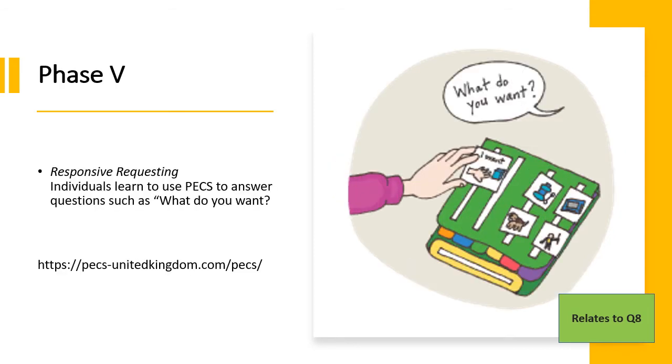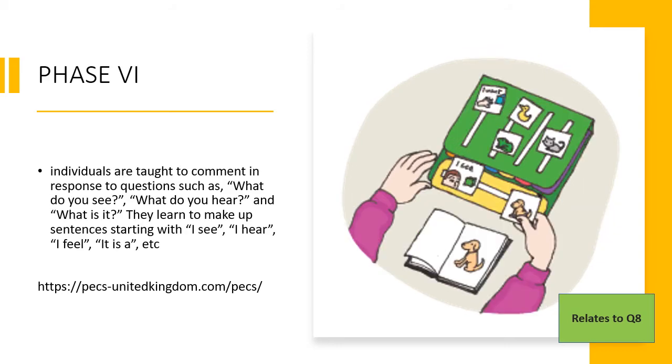Phase 5, responsive requesting. So individuals learn to use PECS to answer questions such as what do you want? Rather than them asking, you're asking, the person would be asked what do you want? And they will use the pictures to show you. And finally, phase 6, so individuals are taught to comment in response to questions such as what do you see, what do you hear, and what is it? They learn to make up sentences starting with I see, I hear, I feel, it is a, and so on.